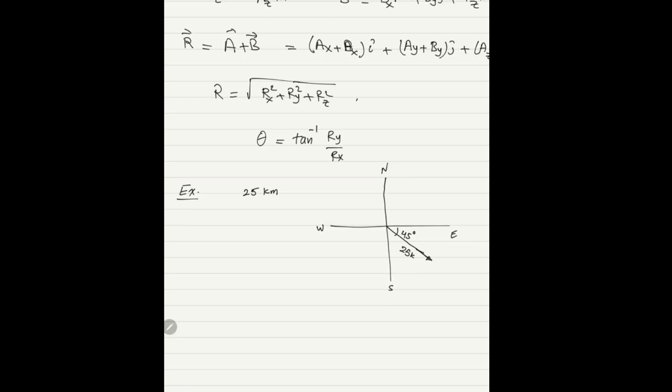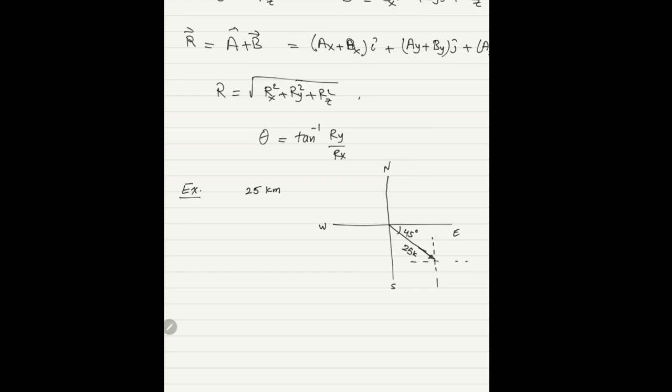On the second day, she moves 40 kilometers in the direction 60 degrees north of east. So this is the north and this is east. She's already standing on the east and moves toward the north. So she moves 40 kilometers, something like this, making 60 degrees north of east.